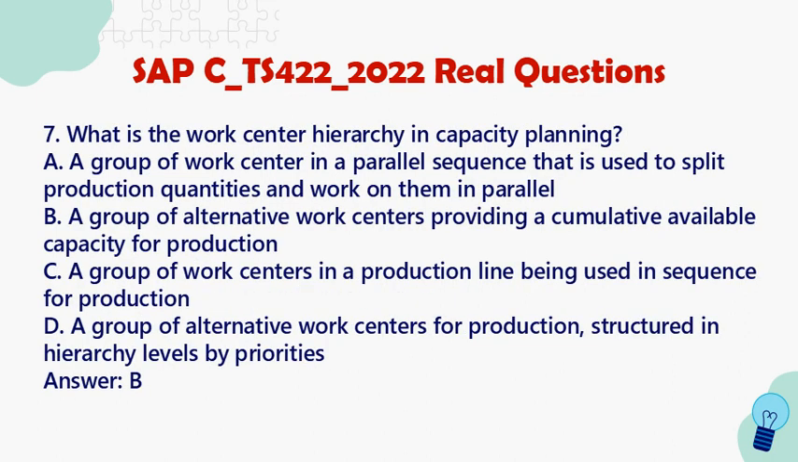7. What is the work center hierarchy in capacity planning? A. A group of work centers in a parallel sequence that is used to split production quantities and work on them in parallel. B. A group of alternative work centers providing a cumulative available capacity for production. C. A group of work centers in a production line being used in sequence for production. D. A group of alternative work centers for production, structured in hierarchy levels by priorities. Answer: B.